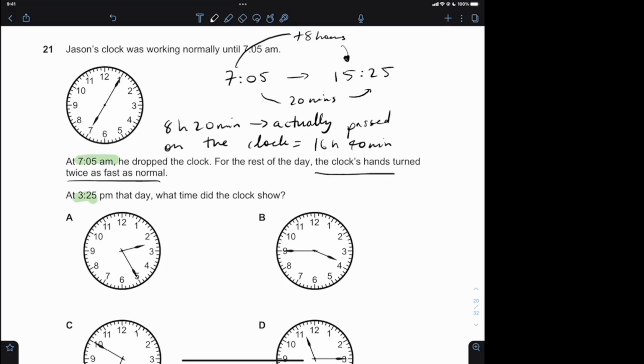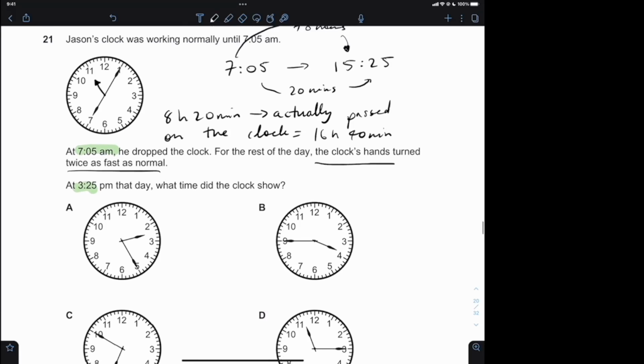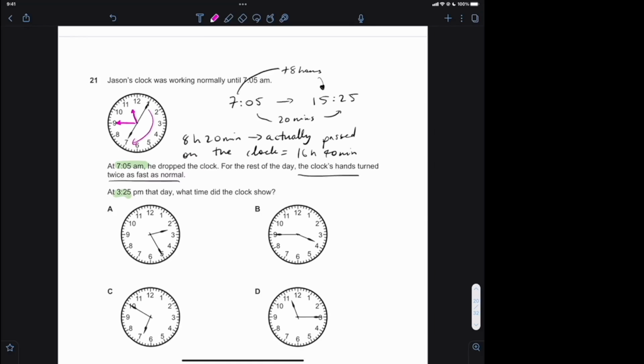So we need to put the clock 16 hours forward and then 40 minutes forward. To go 16 hours forward, that would be going 12 hours, so back to 7 again, plus another 4 hours. So 1, 2, 3, 4. The hour hand would be pointing at 11. Now, the next one is 40 minutes. That's pretty easy. From 7:05, the minute hand would just go to 45. You're just adding on 40 minutes there. So really the hour hand would be pointing a little bit more towards the 12. The time would be 11:45.